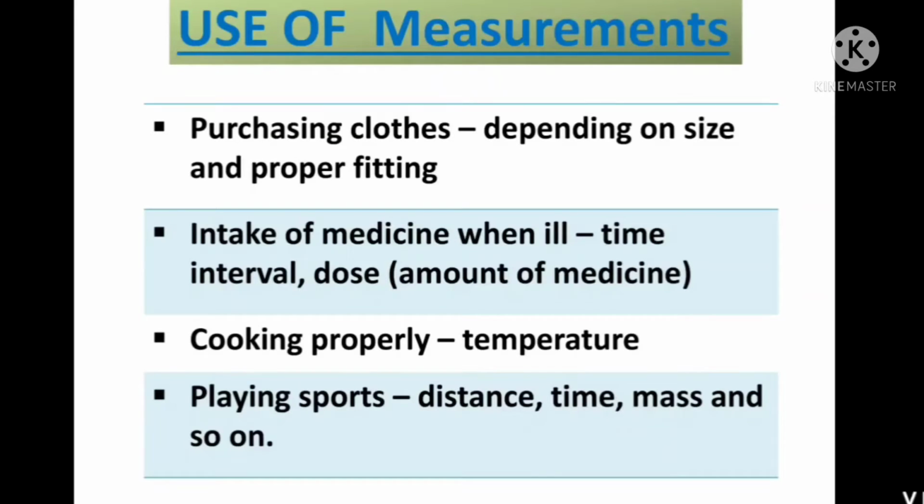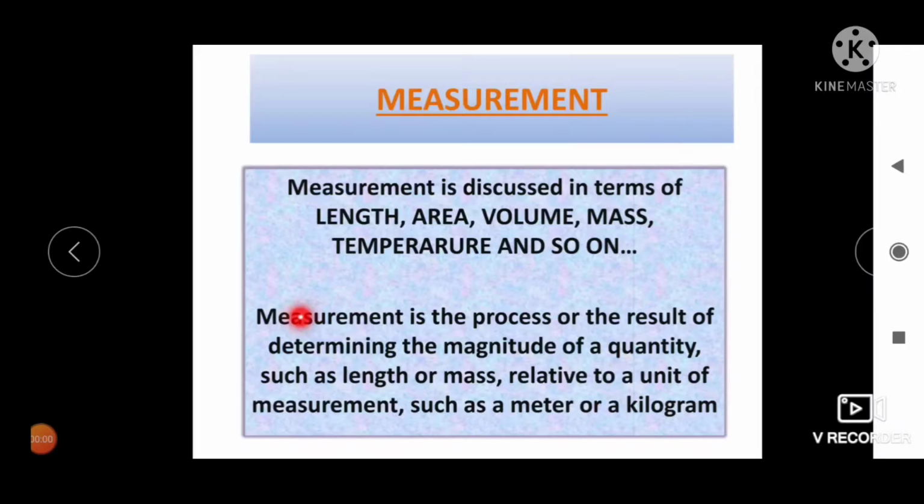Today we are going to discuss simple quantities which are quite often used at this level, such as mass, weight, volume, density and temperature. What is a measurement? Measurement is the process or the result of determining the magnitude of a quantity, such as length or mass, relative to a unit. What is the unit of mass? The unit of mass is kilogram, and the unit of length is meter.